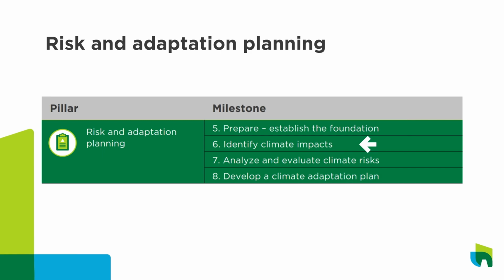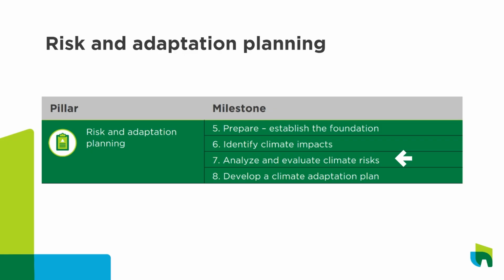The 6th milestone is identify climate impacts. Determine expected local climate changes and identify potential associated impacts. Understanding how climate change may affect the local context is essential for making informed decisions. It ensures that adaptation efforts are targeted, relevant, and responsive to real risks.